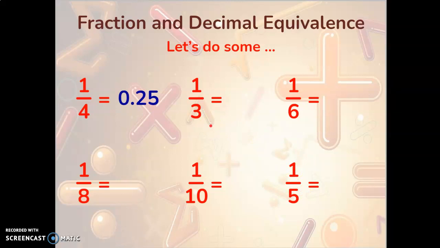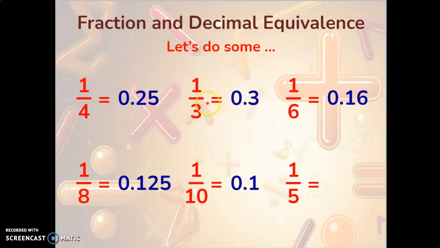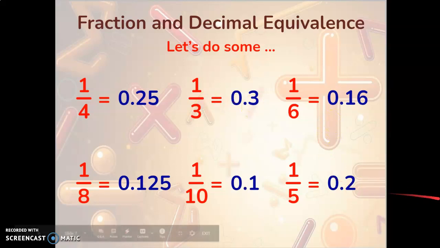Here are your correct answers. 1 divided by 4 is 0.25. 1 divided by 3 is 0.3. 1 divided by 6 is 0.16. 1 divided by 8 is 0.125. 1 divided by 10 is 0.1. 1 divided by 5 is 0.2. Now let me show you how I got these answers.